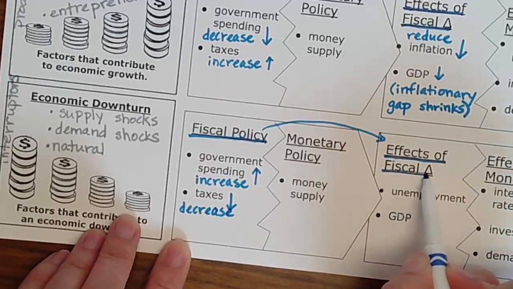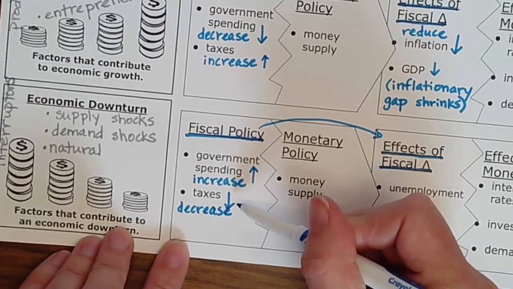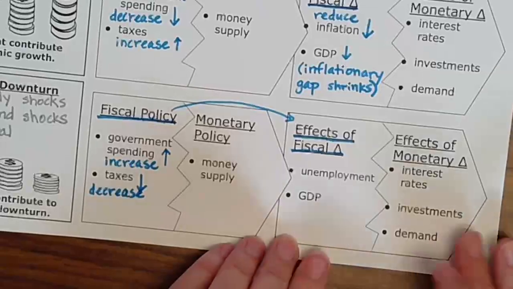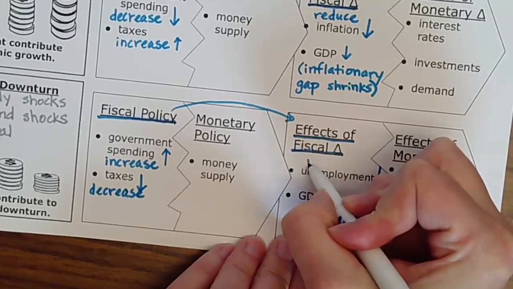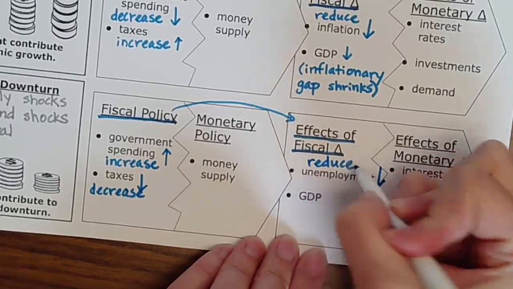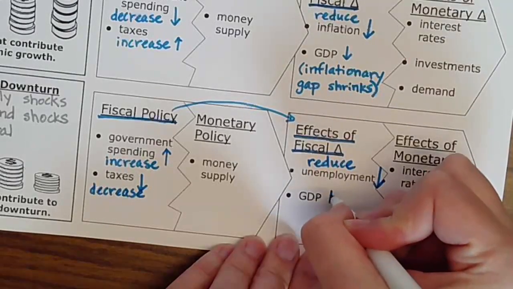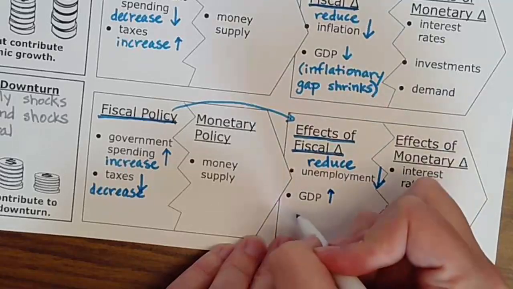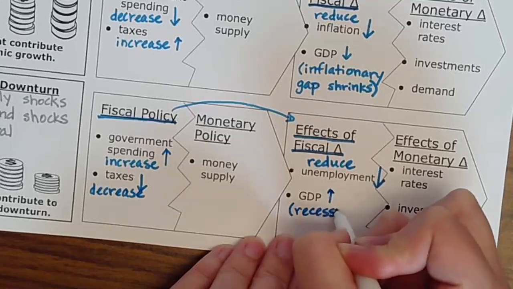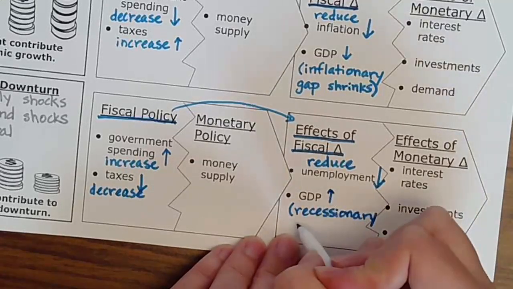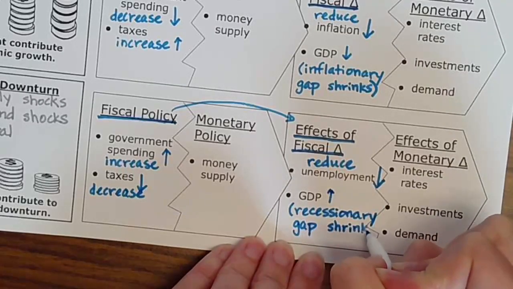And remember again that this is going to move over here and have an effect. So let's look at the effects of the fiscal change that we just made. If Congress increases government spending and decreases our taxes, then hopefully unemployment will go down. So we will reduce unemployment. And our GDP will go up because people are spending and producing. And our recessionary gap is what will close or shrink. Shrink means it's going to get smaller and smaller.